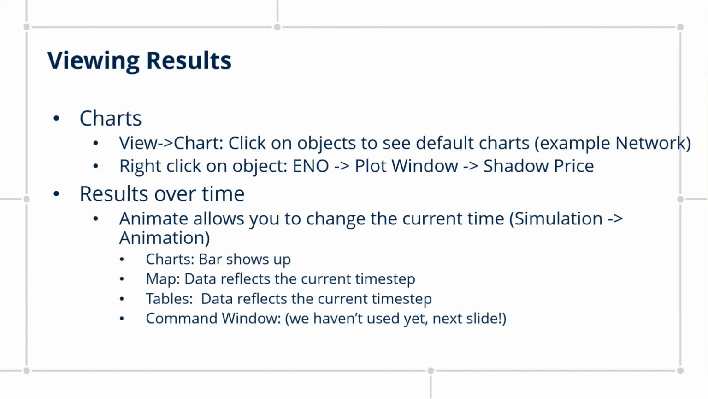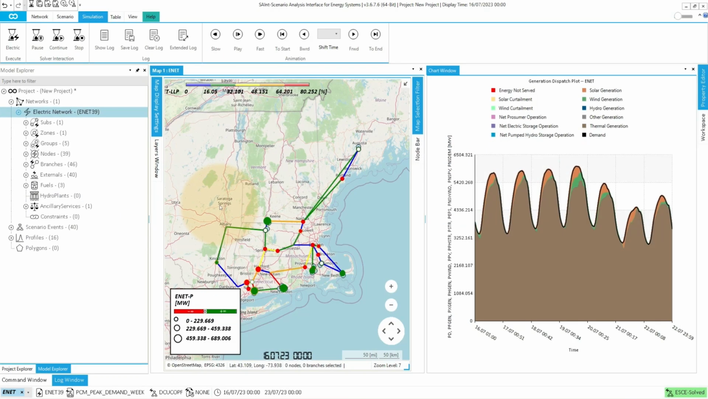Another way to look at results over time is with animation. So going back to the GUI, I can see that my map window is currently showing the results for a single time step, which happens to be midnight on July 16th of 2023. To animate these results, go up to the Simulation tab and click Play.